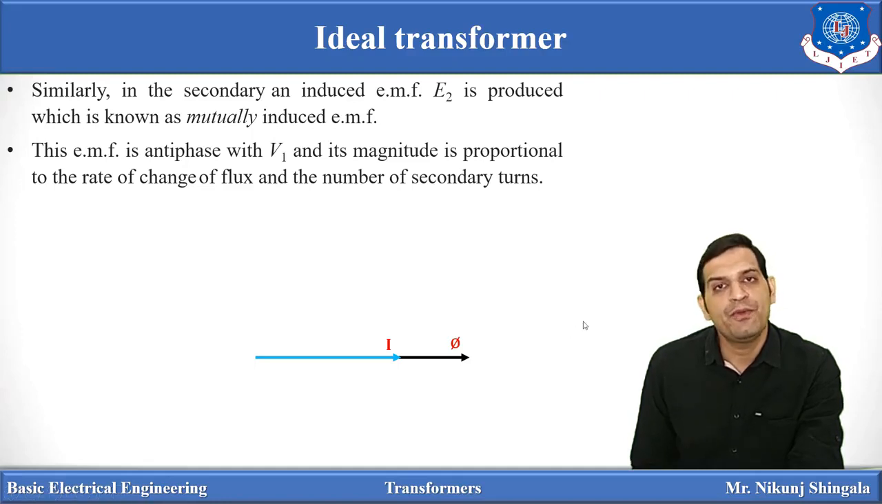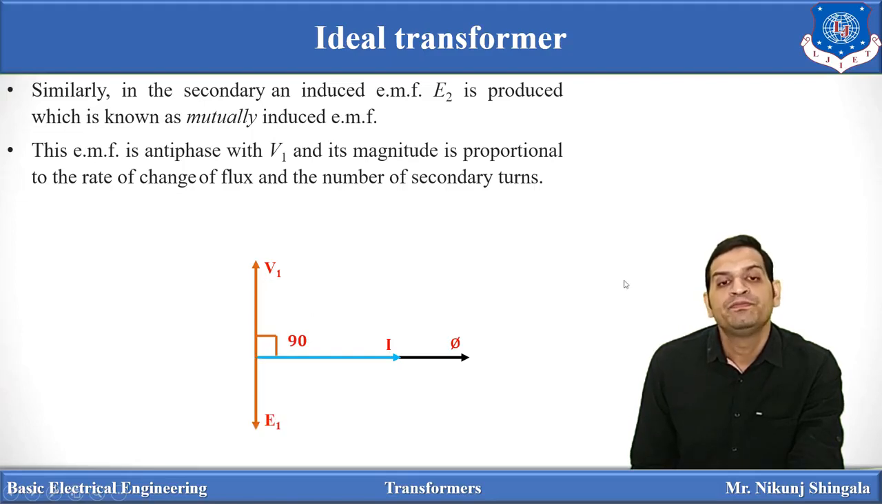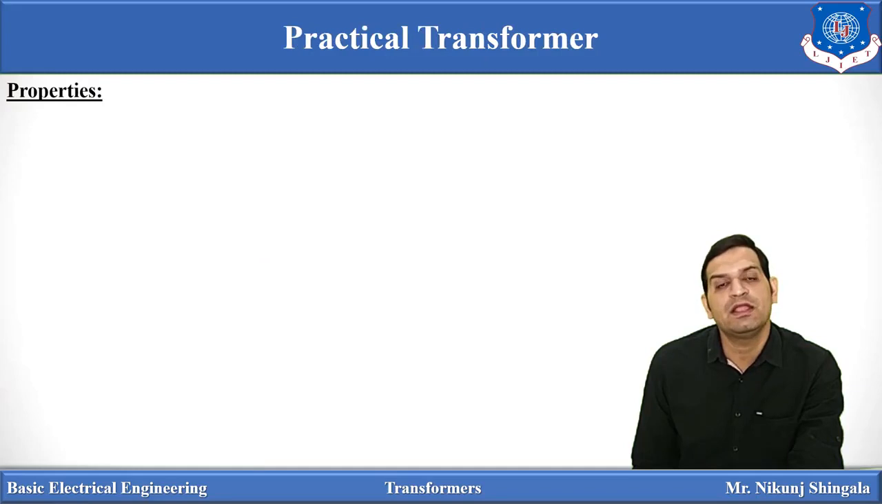Now the coils are assumed to be purely inductive. So for a purely inductive circuit, we know there is a phase difference of 90 degrees between V and I. So I lags behind V1 by 90 degrees. Now E1 is in antiphase with V1, so E1 will be in the downward direction. E2 will also be in the downward direction. So this is the complete phasor diagram of the ideal transformer. In an ideal transformer, winding resistances are 0, leakage reactance, that is leakage flux, is 0, losses are 0. Now moving toward the actual transformer, that is the practical transformer.